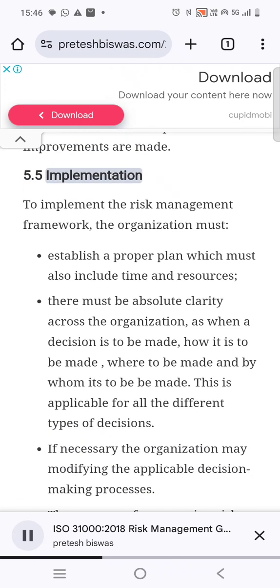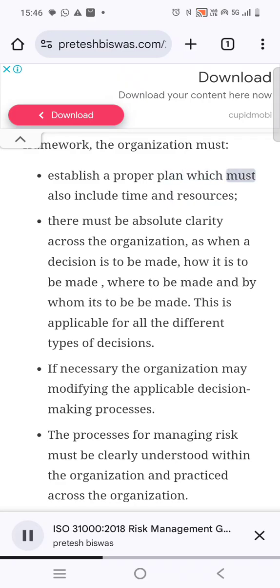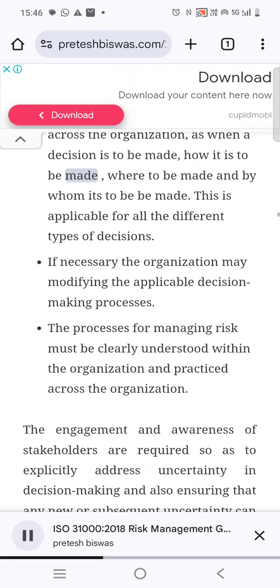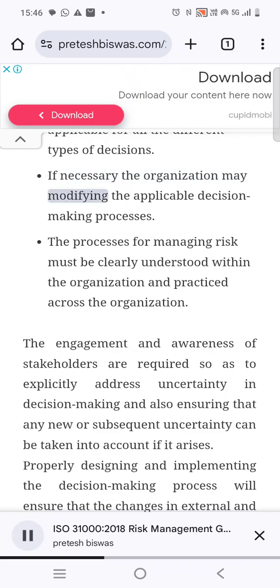5.5 Implementation. To implement the risk management framework, the organization must establish a proper plan, which must also include time and resources. There must be absolute clarity across the organization as to when a decision is to be made, how it is to be made, where it is to be made and by whom. This is applicable for all the different types of decisions. If necessary, the organization may modify the applicable decision-making processes.